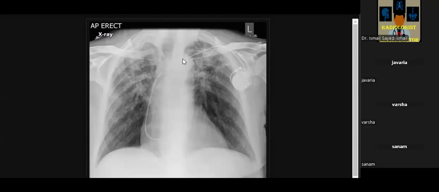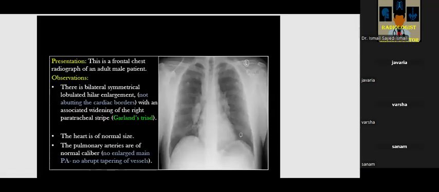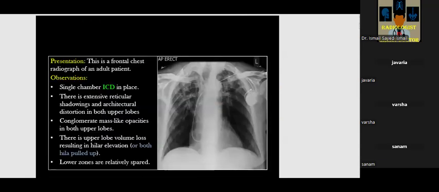No surgical clips, and non-anatomical linear opacity. Why? Radiation pneumonitis may be in the differential, or radiation fibrosis. I'm sorry. So when you mention the differential, just one point for every one. I think I have a differential here. Yes, here. Okay, I will revise.